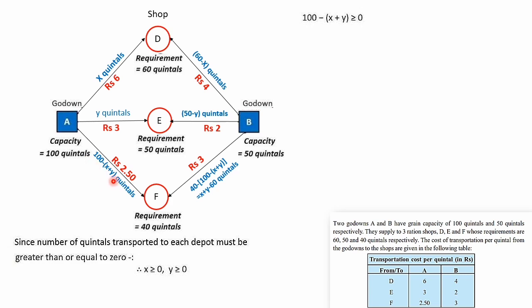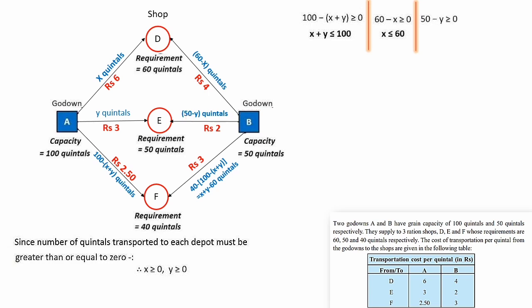This also must be greater than or equal to 0. That is the quantity transported from godown A to F: 100 minus (X plus Y) greater than or equal to 0. When you calculate, X plus Y goes to the right side, that is X plus Y less than or equal to 100. Then the next constraint is 60 minus X. It must be greater than or equal to 0 because this is also a quantity transported from godown B to shop D. So 60 minus X greater than or equal to 0 means X less than or equal to 60. When you take this to the right side, it becomes the less than or equal to symbol.